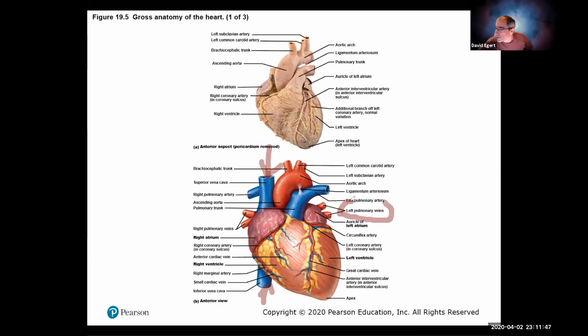Pulmonary veins coming in, draining the lungs. Again, they're red because the blood coming back from the lungs has oxygen. There's 4 of them. They're all going into the right atrium.